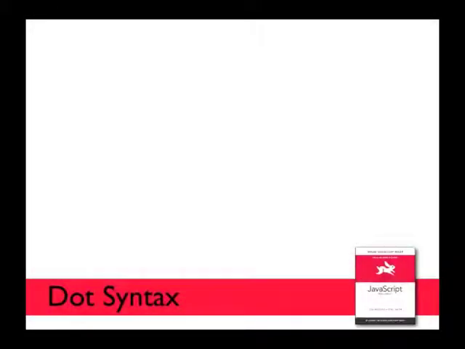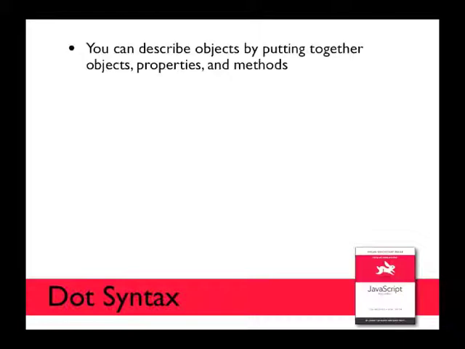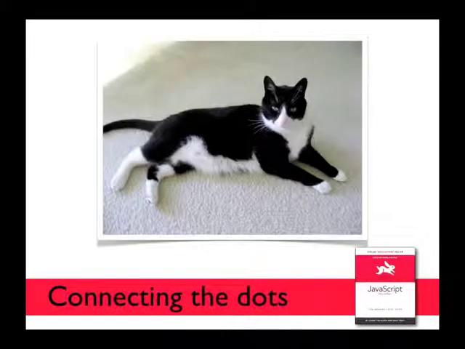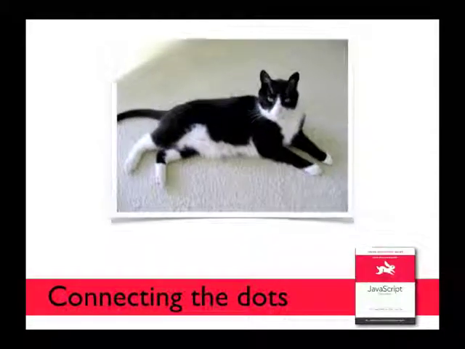If you want to describe more than one object, you can put together objects, properties, and methods to get a better description of an object, or to describe a process. In JavaScript, these pieces are separated by periods, also known as dots, as in internet addresses. This is called dot syntax. Reading left to right, the properties get more specific as we build the object.